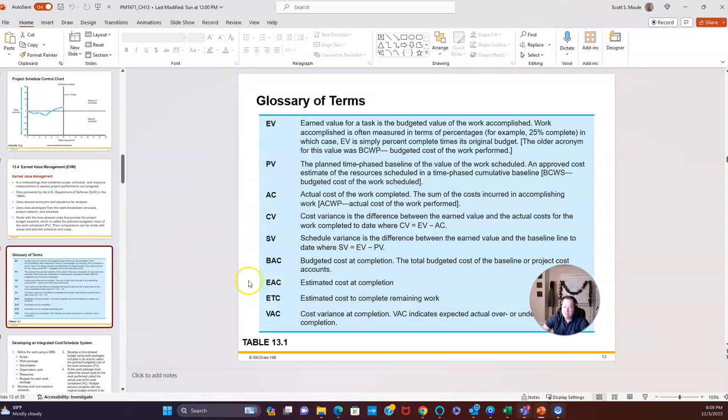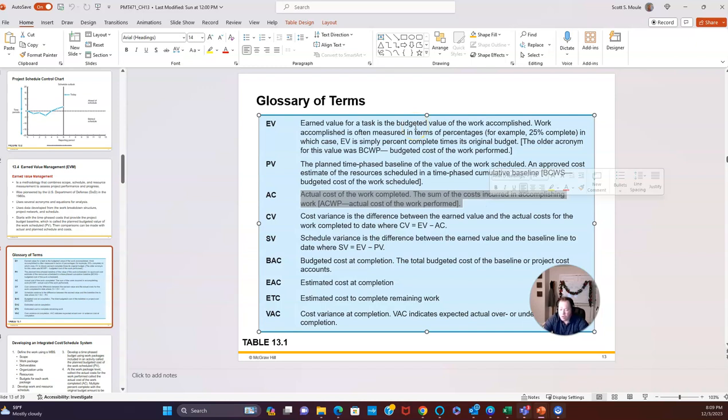And some of these values, like actual cost. So, what is the actual cost? That's this line right here, the actual cost. What is the actual cost of the work you've already done on the project? So, if this is a 12-month project and you're 6 months into it, how much have you actually spent?